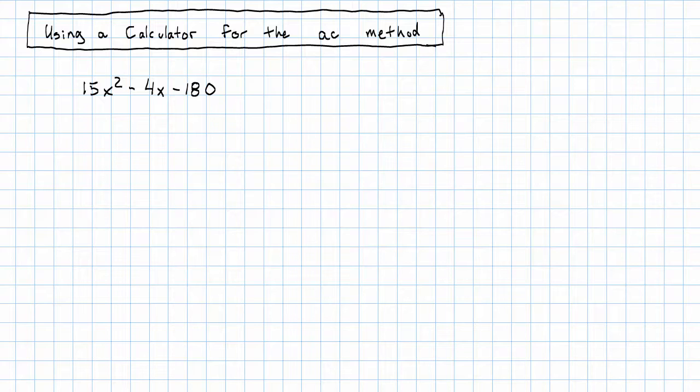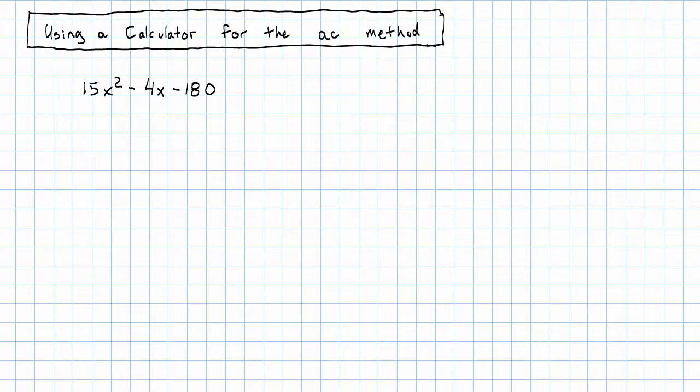We might think, oh, well, those coefficients must have some common factor we can pull out first. But no, the only factors of 15 are 3 and 5. The only factors of 4 are a bunch of 2's. If we're going to factor this, it has to be as a product of two binomials, and it has to be using the AC method.